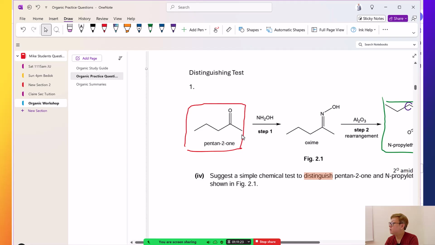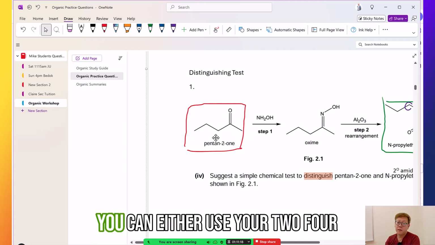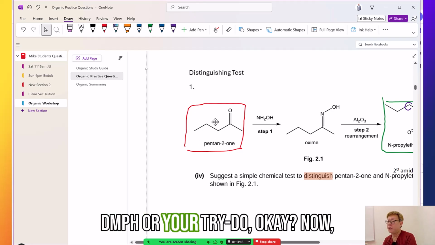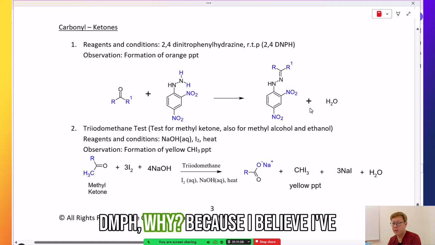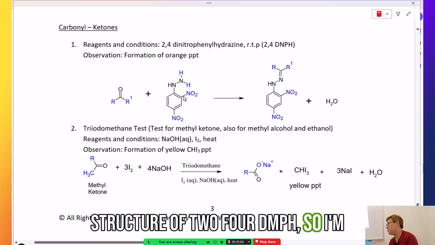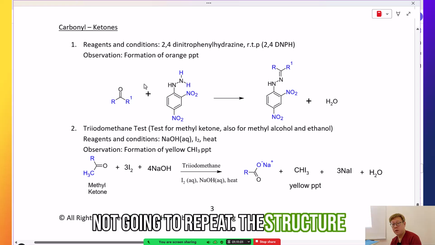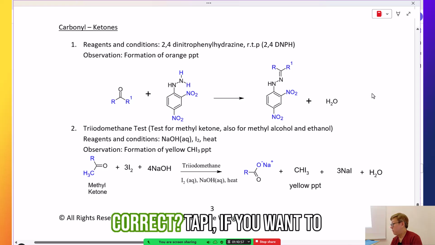Yes? Of course, because there's a CH3 here, correct? So in this case, you can either use your 2,4-DNPH or your triiodomethane test. Now, personally, I prefer to use 2,4-DNPH. Why? Because I believe I've told you how to remember the structure of 2,4-DNPH, so I'm not going to repeat. The stoichiometry is so much easier to get. Everything is just one.